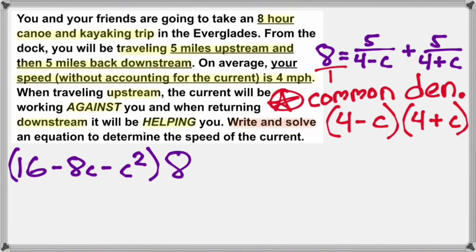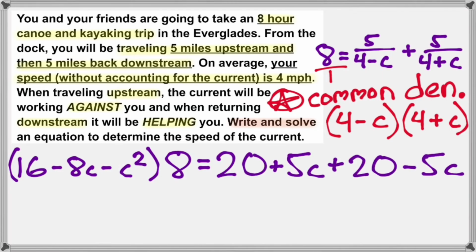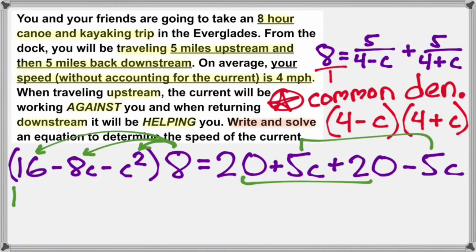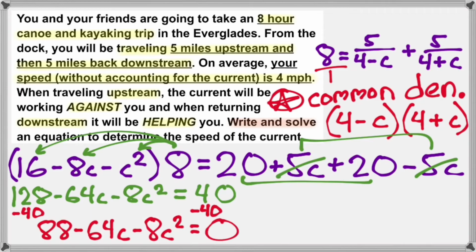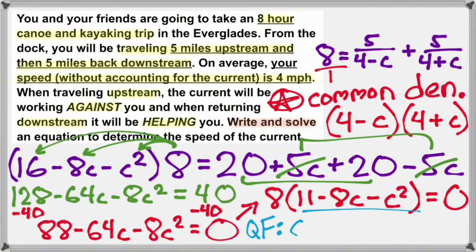Putting the 4 minus c times 4 plus c back together gives you a trinomial, 16 minus 8c minus c squared, and then the 8 would just distribute to it. And on the right-hand side, we have some like terms to combine. Distribute the 8, set everything equal to 0 because it is quadratic. And then from here, you could jump to the quadratic formula, or you could factor out a GCF of 8.